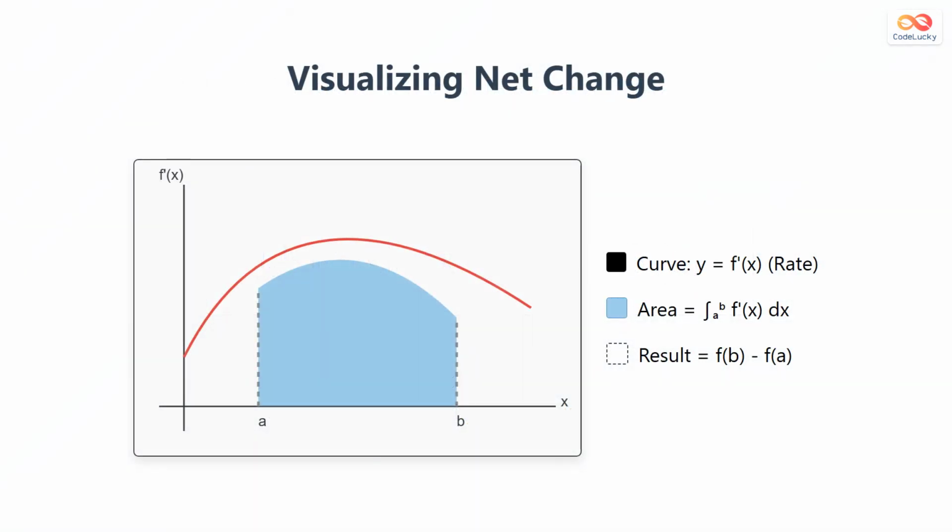Let's look at this geometrically. Here we have a graph of the rate function, f prime of x. The area under this curve, shaded in blue between points A and B, represents the integral. This area is equal to the accumulated change in the original function f from the start point A to the end point B.